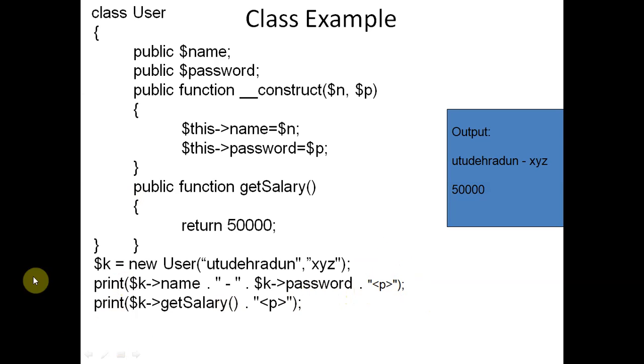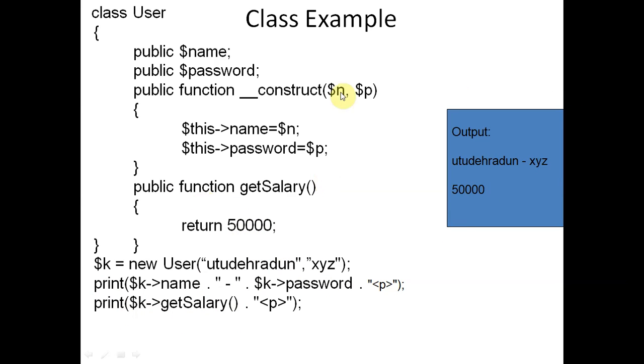And suppose we have to run this getSalary function. So we write print $k arrow getSalary. Directly we can execute this function, and as we execute it, it will return 50,000. So this 50,000 will be printed by this statement. So you can see the output: YouTube dash XYZ. You can see accordingly this print statement, this is the output, and by the second print statement we are printing getSalary, whose returned value is 50,000.